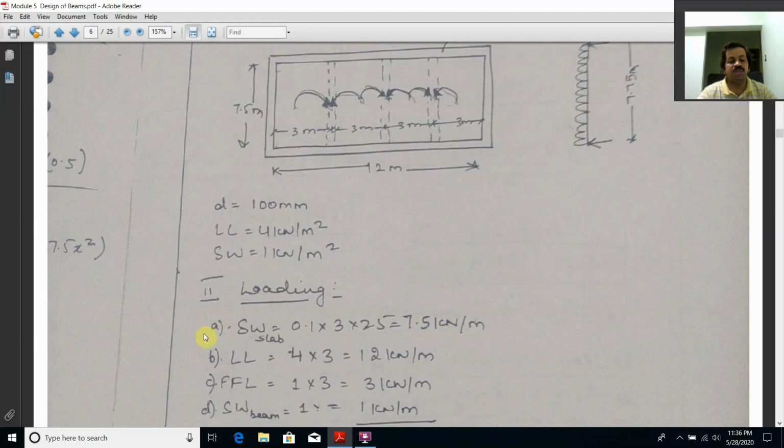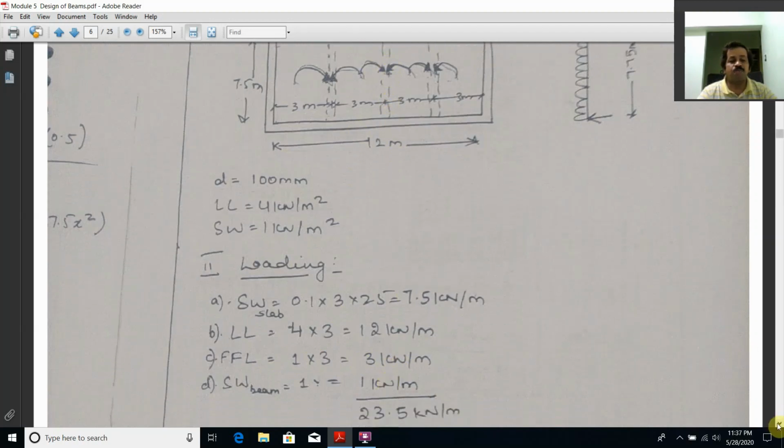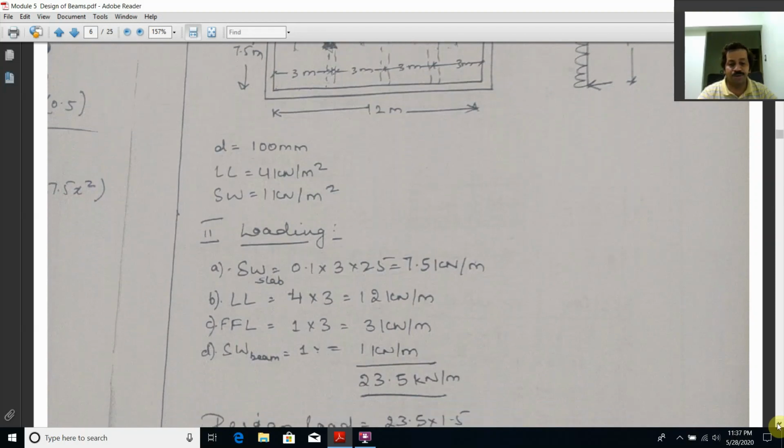Like that, the imposed load given in the problem, or live load, is 4, and here also 50%, 50%, so 4 into 3 is 12 kilonewton per meter. The same way, you have the floor finish, 1 into 3, 3 kilonewton per meter. Then the self weight of the beam given in this problem is 1 kilonewton per meter, which we have taken here. Adding all that, I get the characteristic load as 23.5 kilonewton per meter.